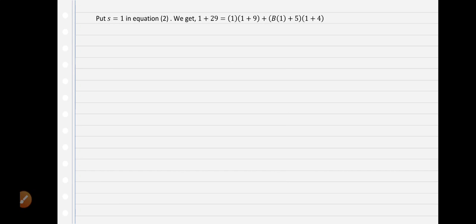It gives us 1 plus 29 equal to the value of A, 1 into (s square plus 9), that is 1 plus 9, plus Bs, that is B into 1, plus C, that is 5, into (s plus 4), that is 1 plus 4. So here the equation is involving only one unknown, that is capital B, and solving this we get B equal to minus 1.